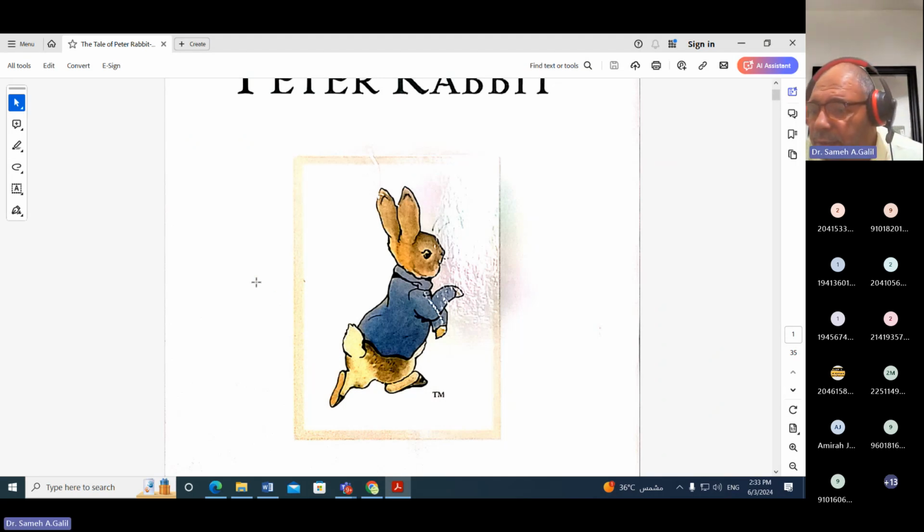This is obviously a device in literature, and it has a name. It's a concept, an idea. When a writer gives animals human attributes, I mean, he or she makes them speak, behave, love, hate, and think, this is called anthropomorphism.